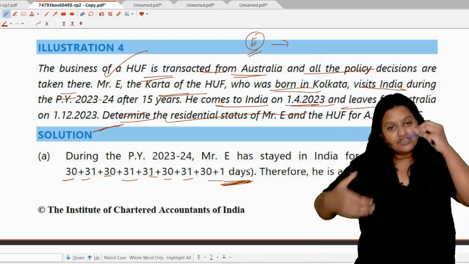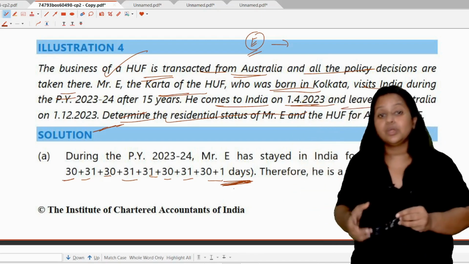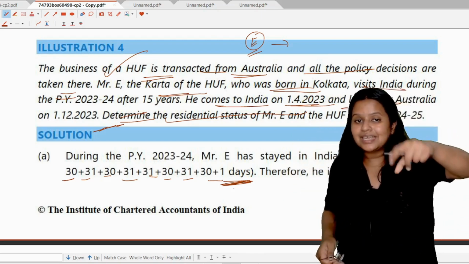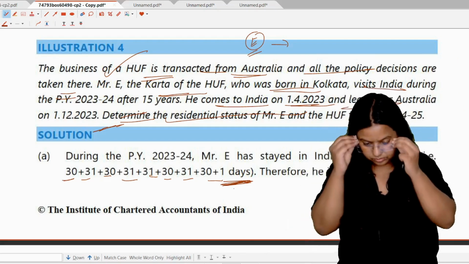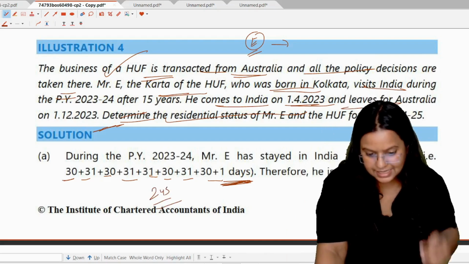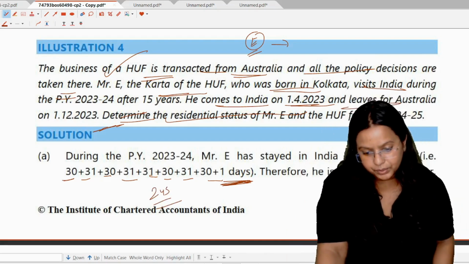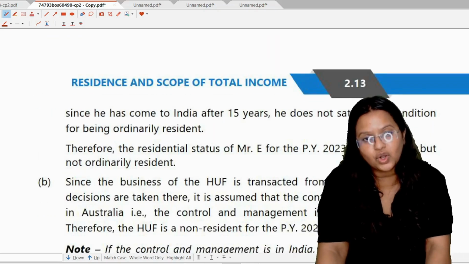But if this question is about a ship, that is a foreign-bound Indian ship, then in that case we will count these dates and the days of the ship. Okay. So these all become 245 days, which means Mr. E is in India for more than 182 days. So yes, he is a resident. Now we have to check whether he is ordinary or not ordinary.